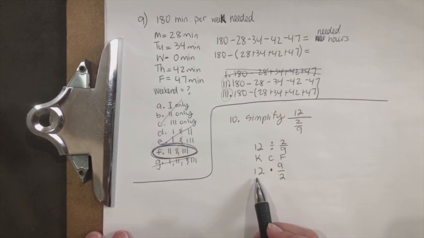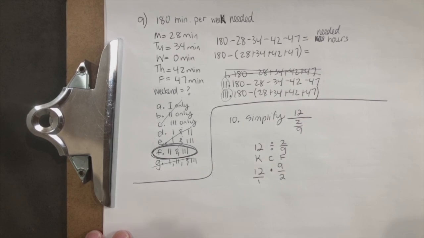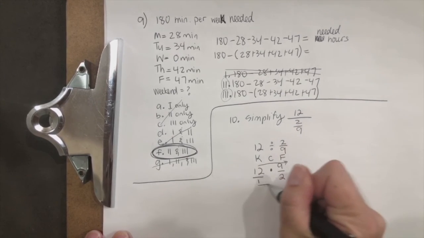Uh-oh, the 12 is a whole number. We don't have a fraction. What do we do here? Well, if it's a whole number, it's out of 1. We just put a 1 underneath. Now we can multiply straight across.